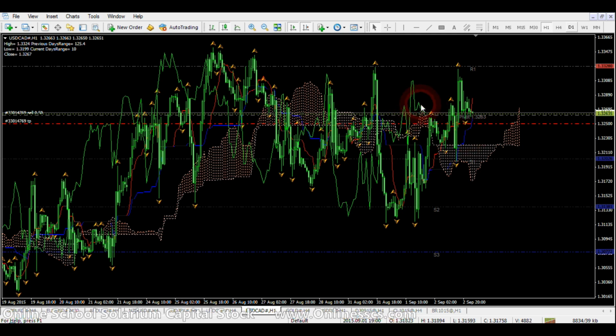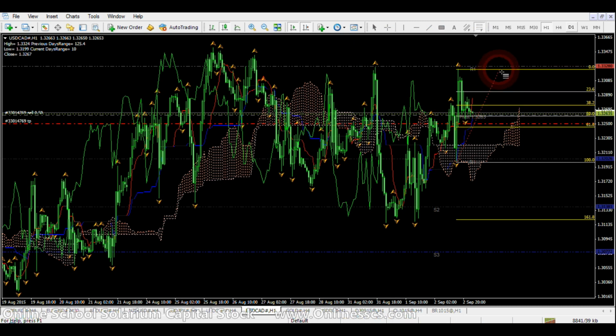Kijun-sen, Tenkan-sen, and Chikou span are all above the cloud. At the beginning of my cloud, there's a flat. So I expect my trend to be completely upwards. Now I should use Fibonacci to see where it's supposed to get a corrective wave.